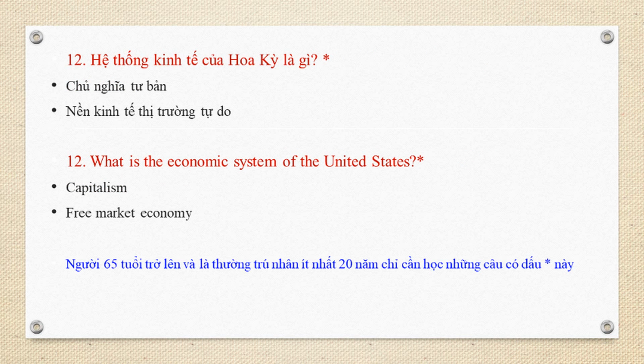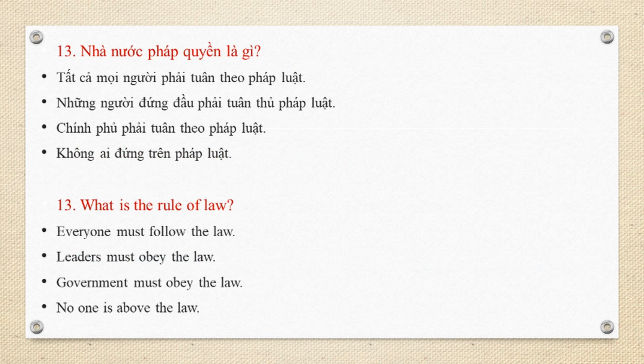12. What is the economic system of the United States? Capitalism. Free market economy. 13. What is the rule of law? Everyone must follow the law. Leaders must obey the law. Government must obey the law. No one is above the law.